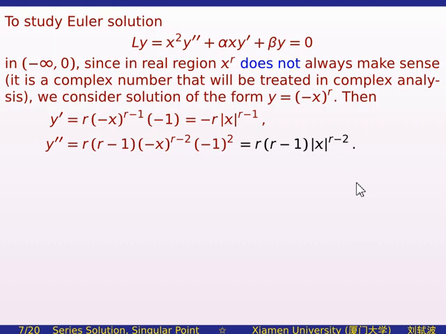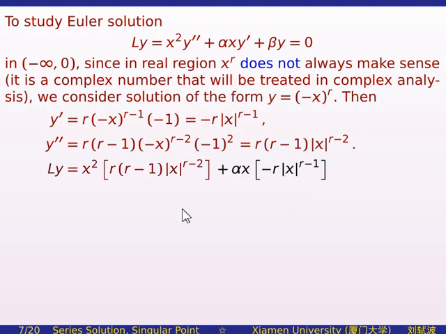So substituting all this into the equation, Ly is x squared y double prime, that is this, plus alpha x y prime, where y prime is minus r times the absolute value of x to the power r minus 1. Okay, then plus beta y, which is beta times (minus x)^r. You will see that here x squared is equal to the absolute value of x squared. Therefore, multiplying with the absolute value of x to the power r minus 2 gives us the absolute value of x to the power r.